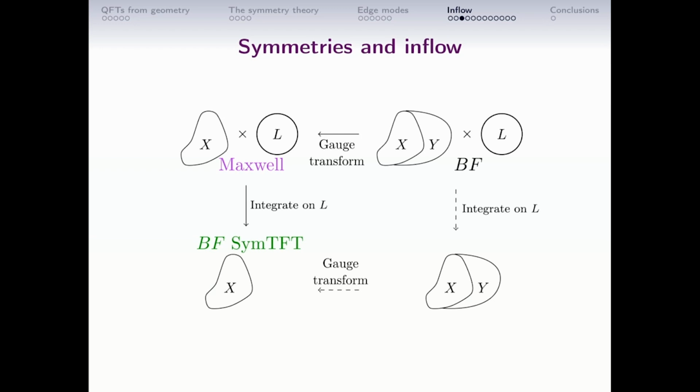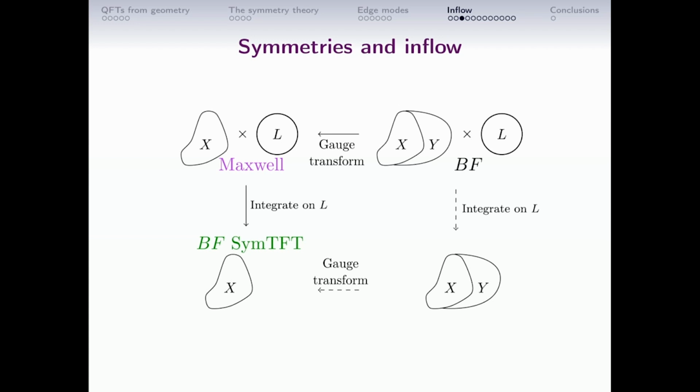So what I'm going to do, I'm going to promote the Maxwell theory on X times L to a BF theory on Y times L, where Y is a manifold whose boundary is X. Okay? There are some issues about what to do when X is not a boundary of something. We can discuss that. It's not very crucial for what I'm going to say. Now that you're here and you understand how to obtain Maxwell, right? You start with the BF theory here and you do gauge transformations. That's all you need to do.